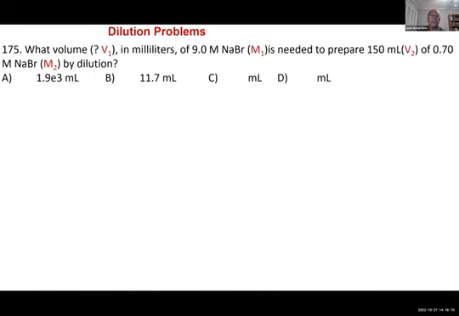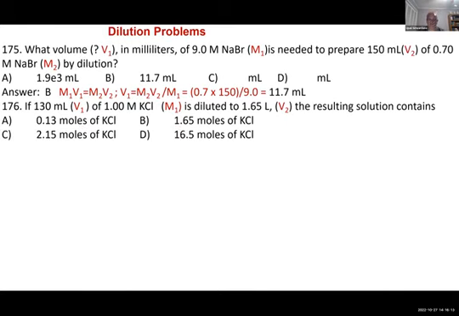So these are the dilution problems. Dilution problems are important. You start with a higher molarity solution and add water. Dilution means adding water, so you get two solutions. M1 is the initial molarity of the solution. V1 is the volume of the solution. M2 is the second molarity after adding water. V2 is the volume of the dilute solution.